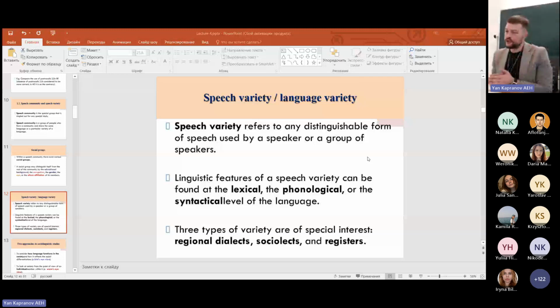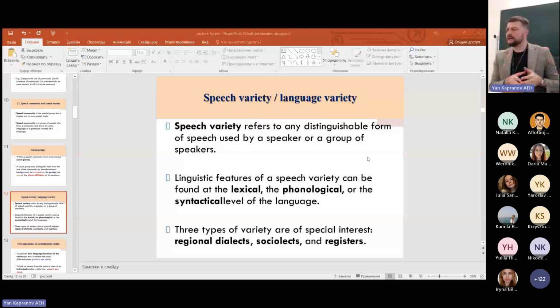Do you have sociolects in your native languages? Of course you have them. What does it mean, the sociolects? Sociolects means the slang, jargon.